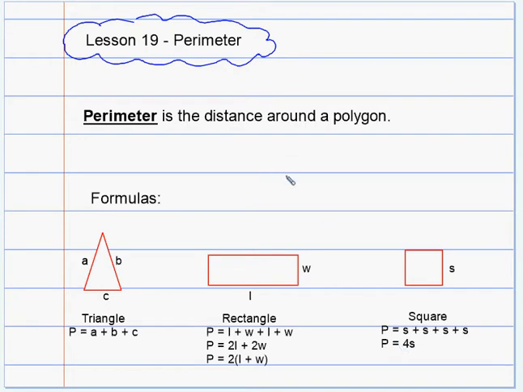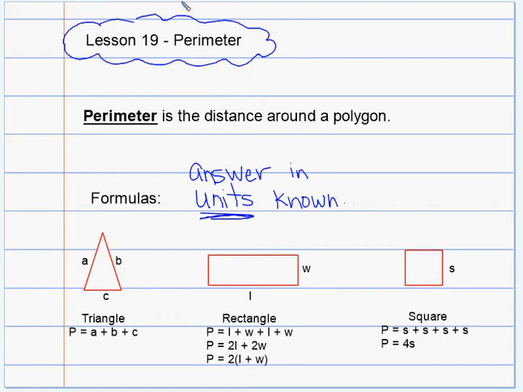Now, one other thing that you should know is that our units are just units. Okay, so if we have dimensions in centimeters, our answer will just be in centimeters. Okay, that it's not squared, it's not cubed, it's just units. Answer in the units that are known.